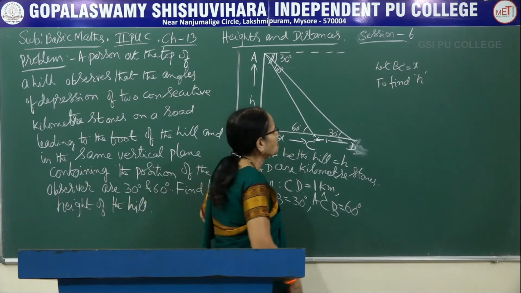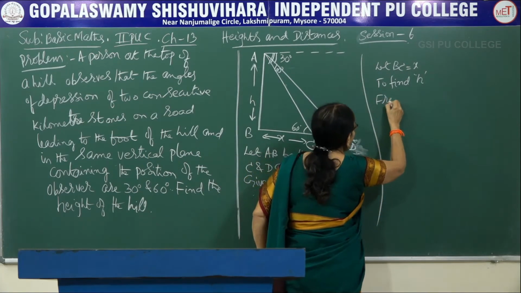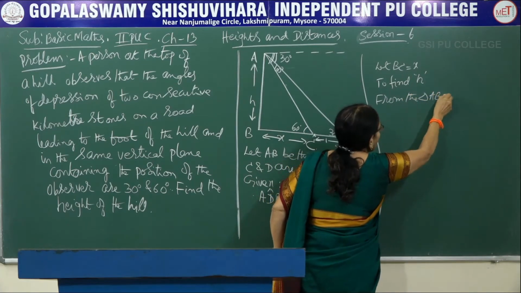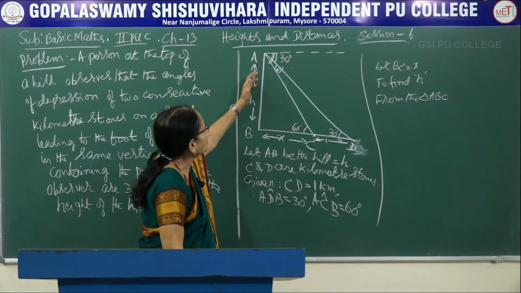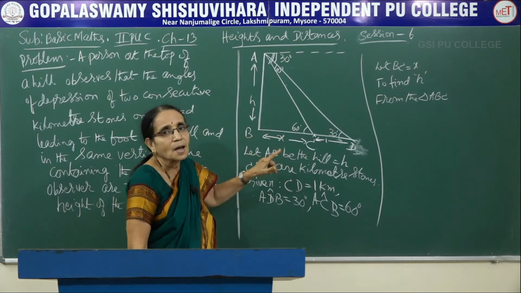The order is not important. Any one you can consider. First, let me take the first triangle ABC. From the triangle ABC, look at this angle 60. 60 means for that angle, AB is the opposite side, BC is the adjacent side.